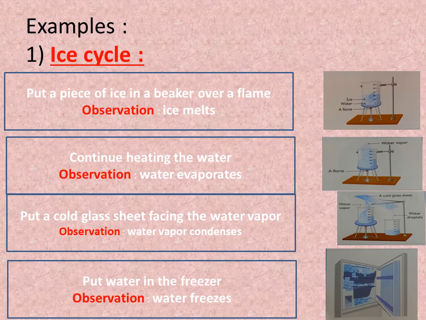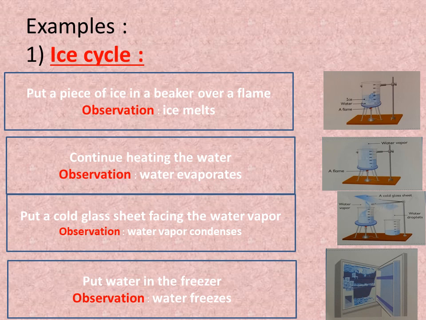Number three, we put a glass sheet facing the water vapor and continue heating. We notice that water vapor condenses on the glass sheet. So water vapor changes to water. Matter changes from one state to another and it stays as it is. The shape changes, but the matter doesn't change. So this process is called condensation.